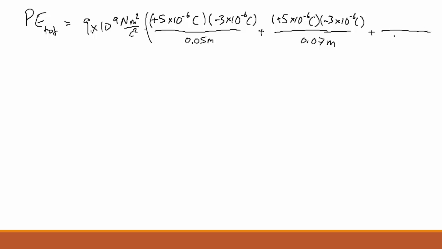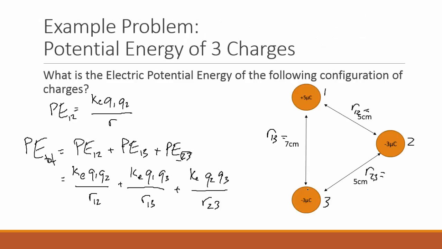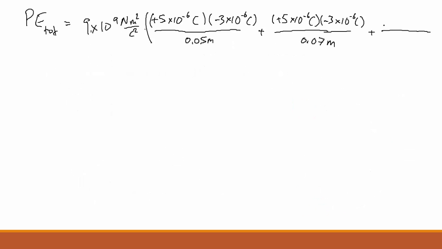And then my last term is between the two negative 3 microcoulomb charges, which are 5 centimeters away. So I have negative 3 times 10 to the negative 6 squared, because I'm multiplying them together, divided by 0.05 meters. When I plug this all into my calculator, what I end up getting is negative 3.0 joules. I know that it came out in terms of joules because I plugged in originally with SI units. Newtons, meters, coulombs, all of these are SI units. So I'll get out SI units at the end.